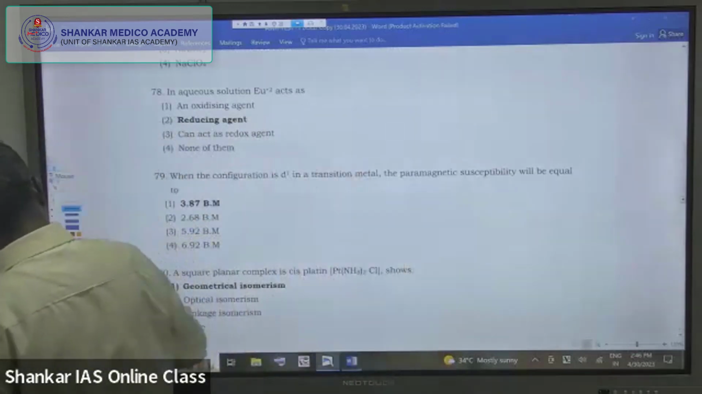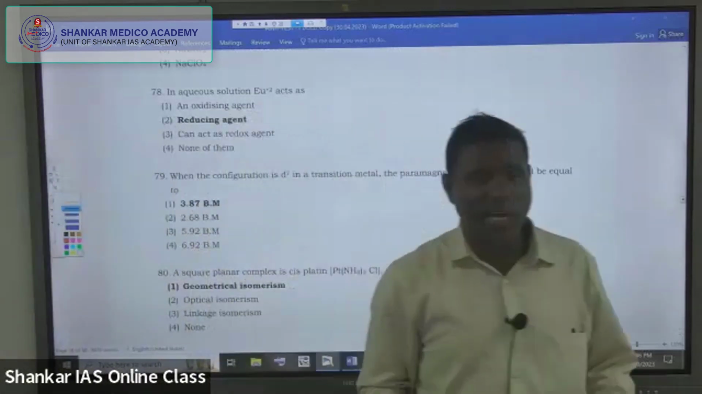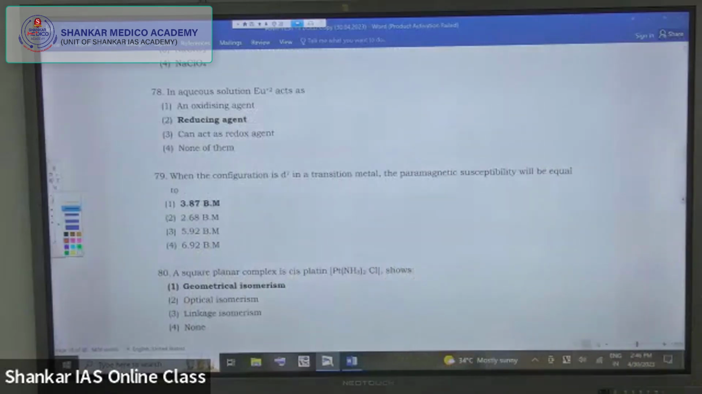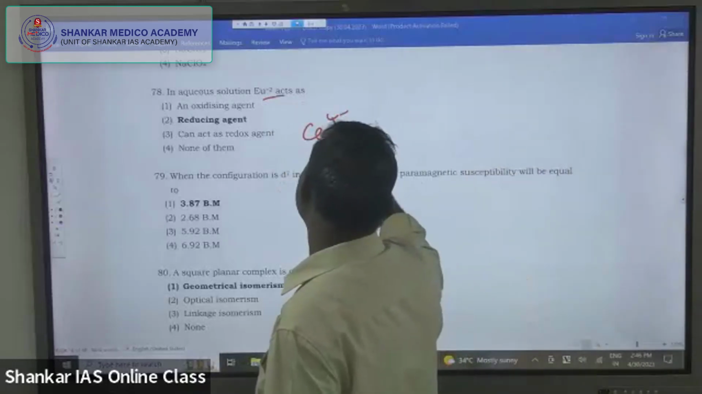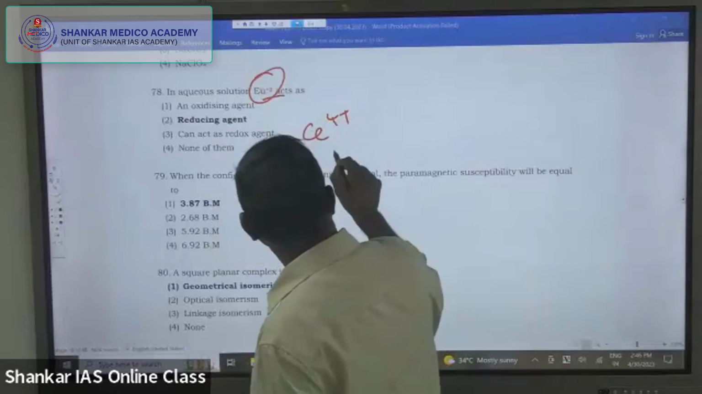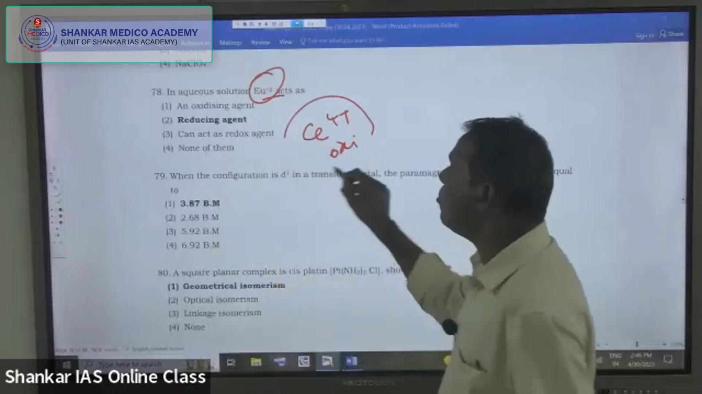Generally, in any case, for an element showing variable oxidation states, the lower valent oxidation state is always a reducing agent, and the highest oxidation state is always an oxidizing agent. Since +3 is a common oxidation state for lanthanides, Eu 2+ to 3+ variation and Ce 4+ to 3+ variation. This is a reducing agent, this is an oxidizing agent. Cerium is a well-known oxidizing agent.